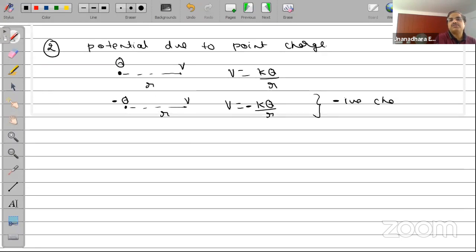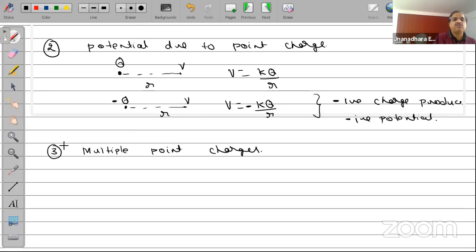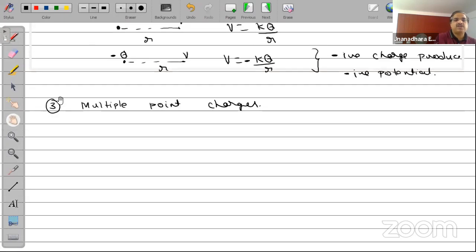Negative charge will produce negative potential. Okay, for a negative charge. Now, what happens if you have multiple point charges? That is, you have a large collection of charges.